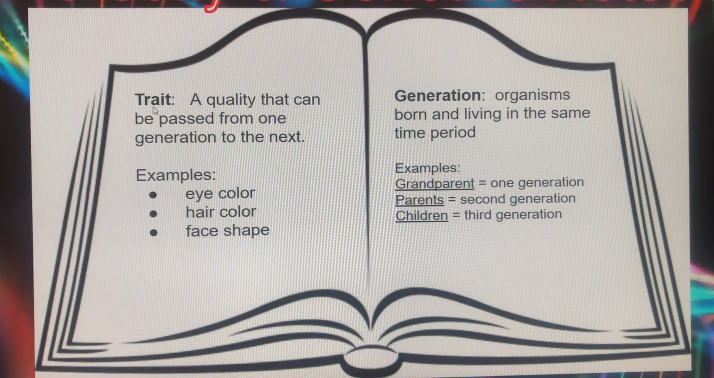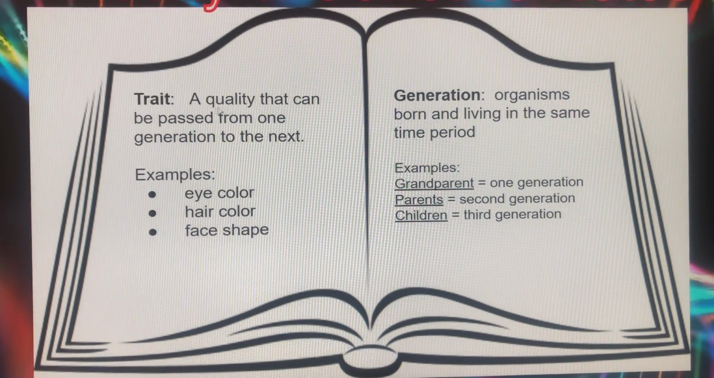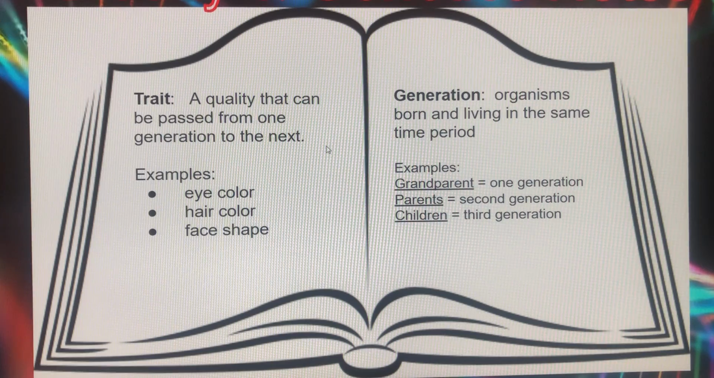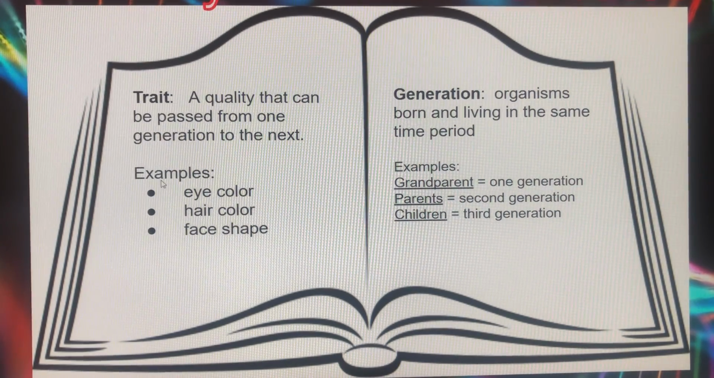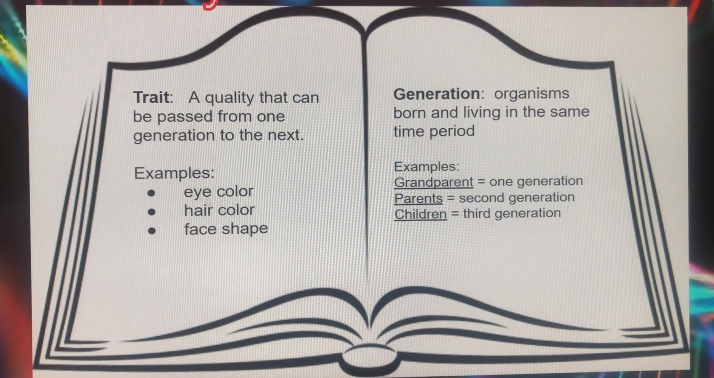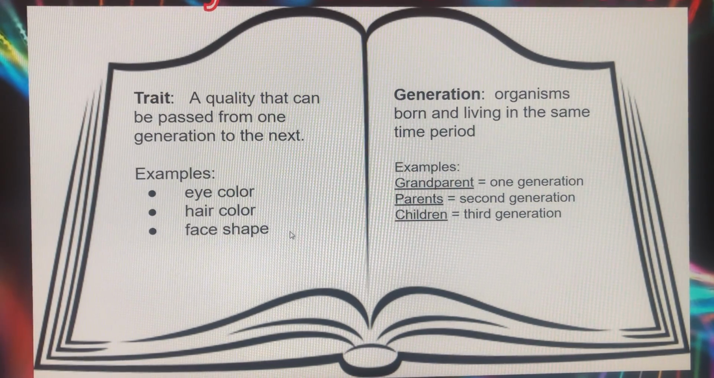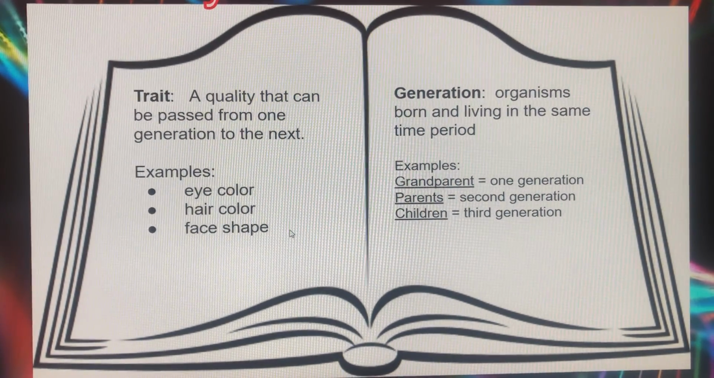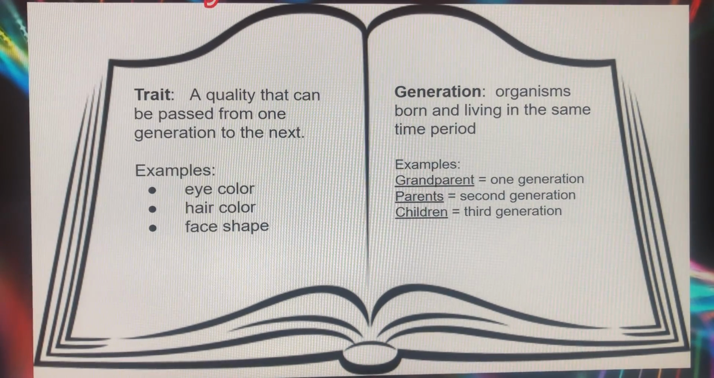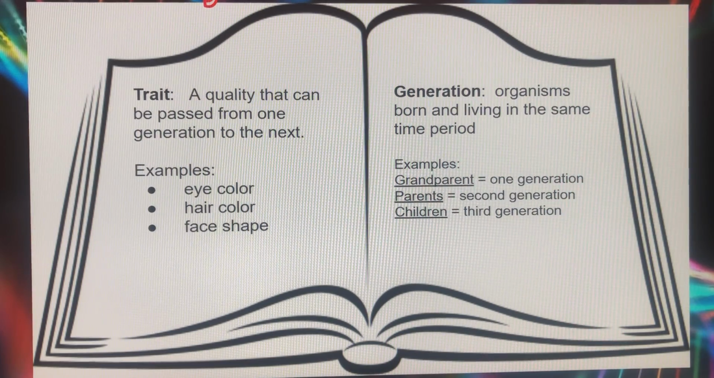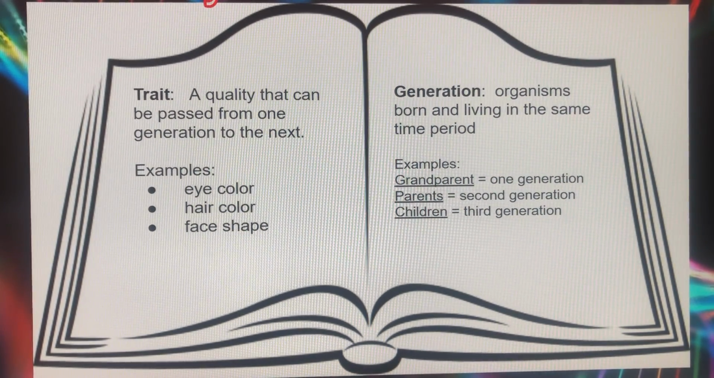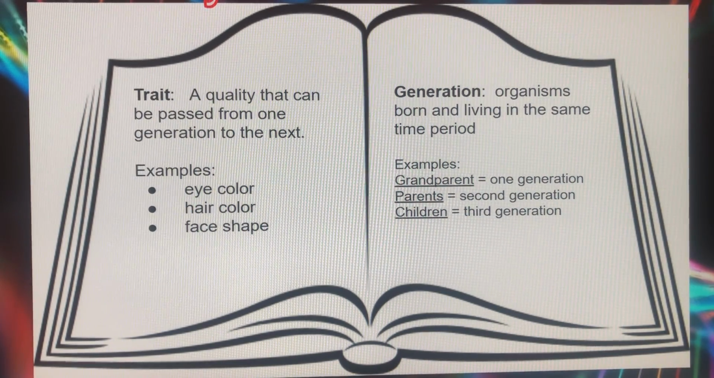Okay, so we're going to write down today that a trait is a quality that can be passed from one generation to the next. Examples will be eye color, hair color, and face shape. Again, these are just a few. There's many more traits that we will talk about in this unit. If at any time during this video you feel that you need extra time, please press pause on the video. You can always resume the notes by pressing play, and you can start when you're ready to move on.